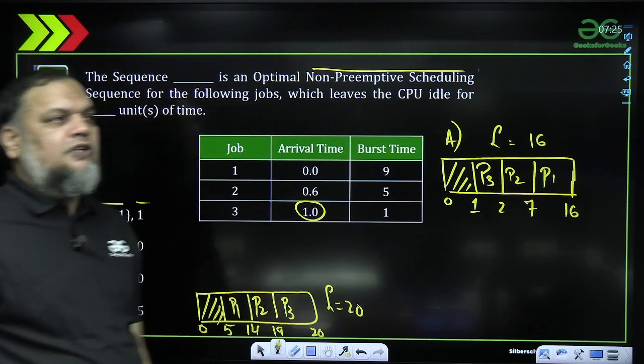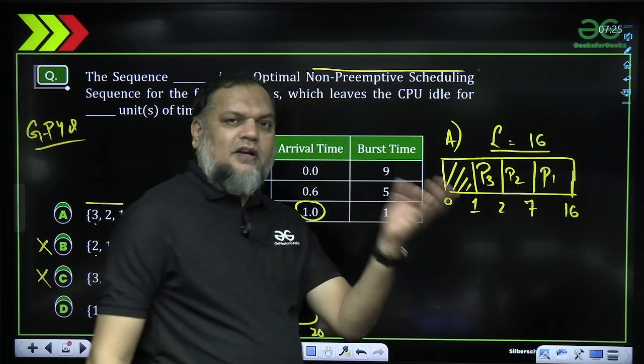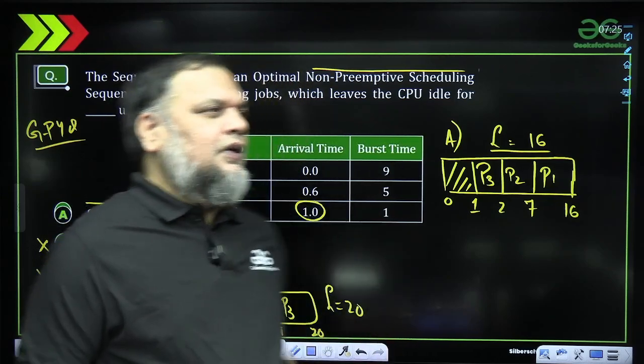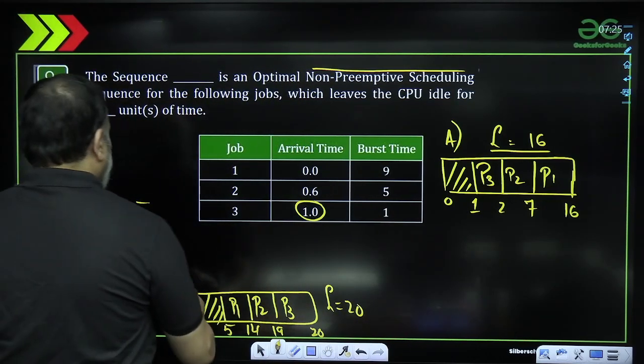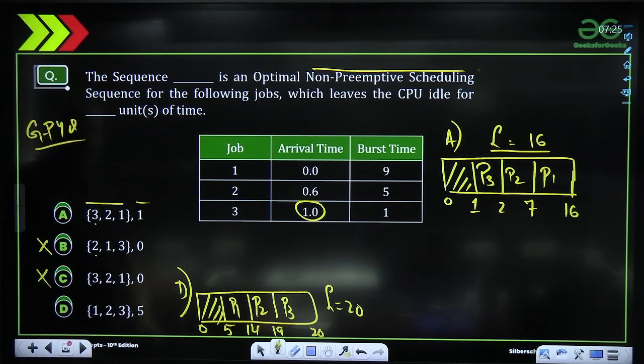So obviously which is optimal? Option A is optimal because schedule length is less, means the average turnaround time and average waiting time will be less. So naturally among the options which are possible, A and D, option A is optimal. So the correct answer for this will become A.